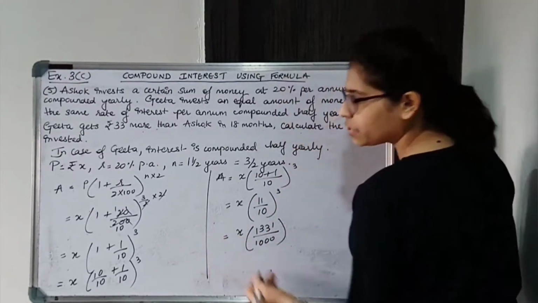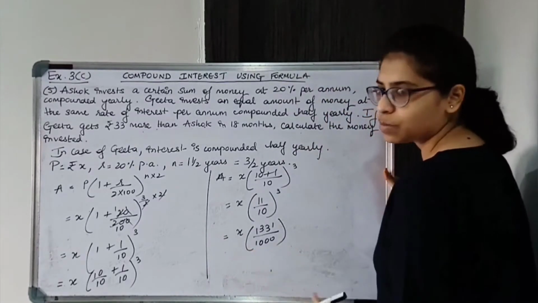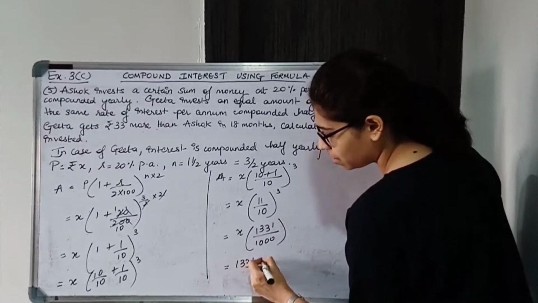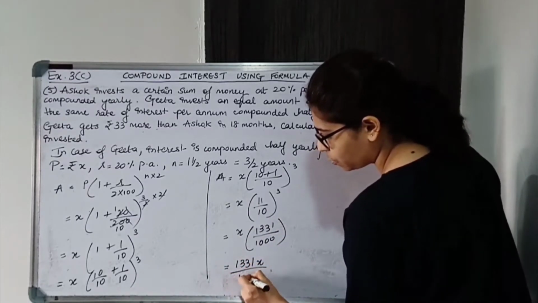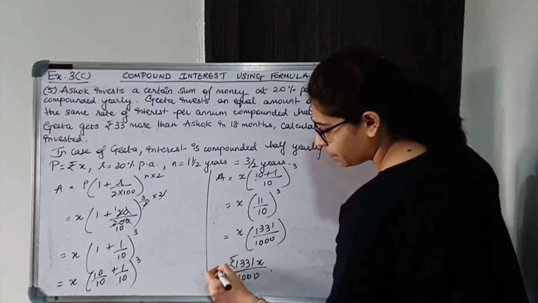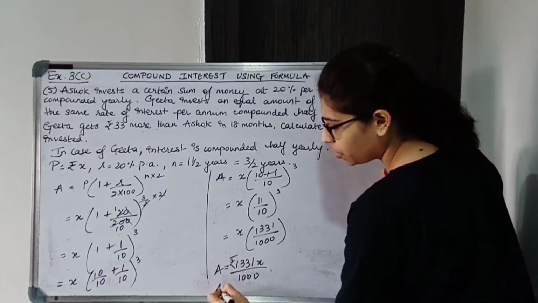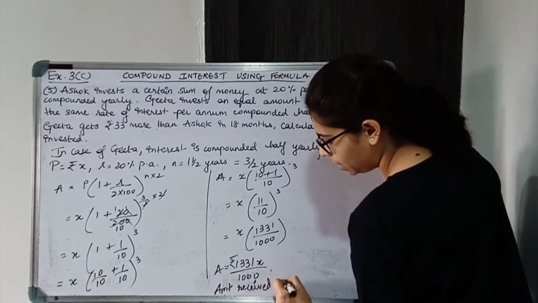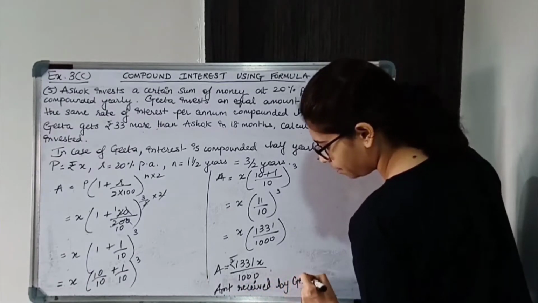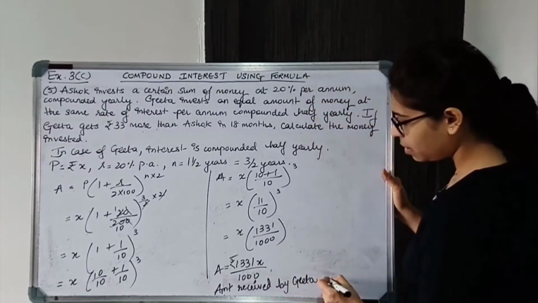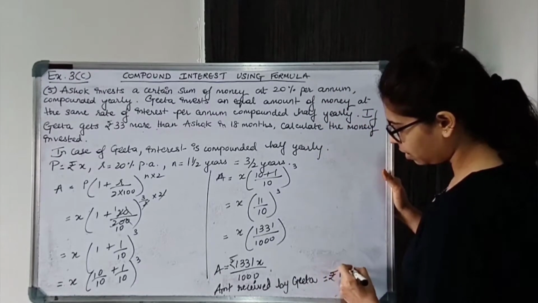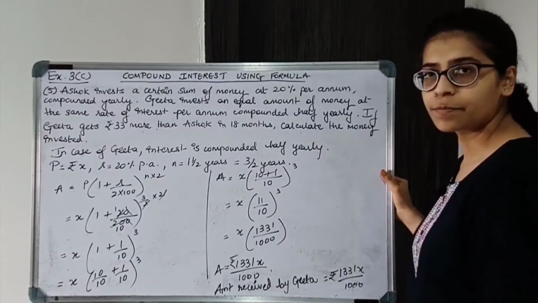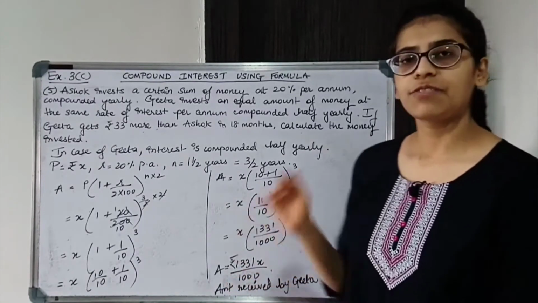So amount received by Geeta is this much. So we'll just write x afterwards. We'll write it as 1331x upon 1000 rupees. So amount received by Geeta is equal to rupees 1331x upon 1000. Okay. Now we know the amount received by Ashok also.